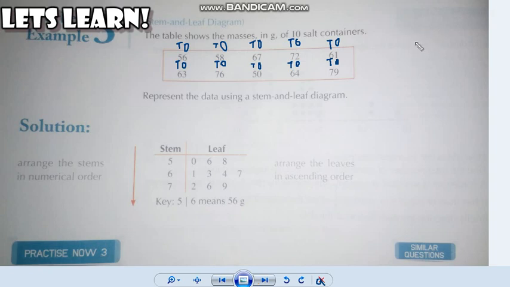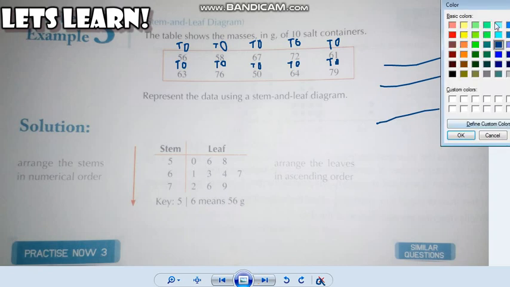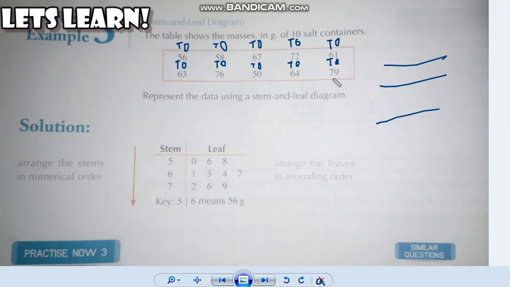And what I'll do is that I will create some groups here. So here we have 56, 58, 67, 72, 61, 63, 76, 50, 64 and 79. So I'll be looking at the tens places now. So I have 5 as the first tens place here.